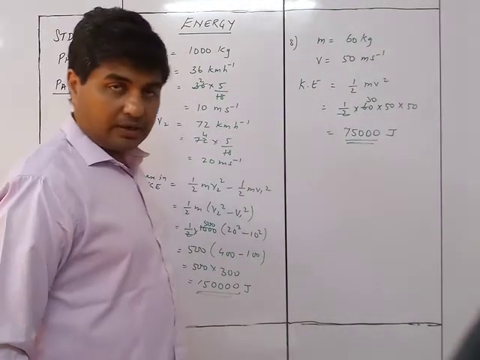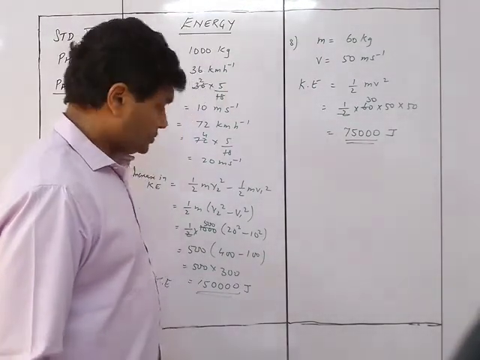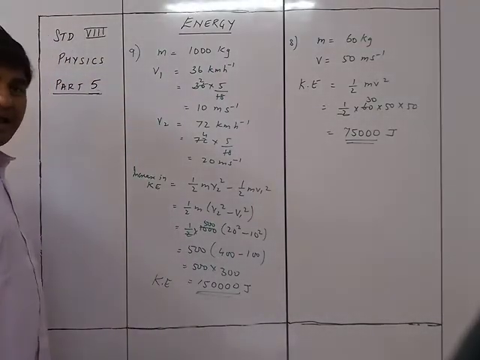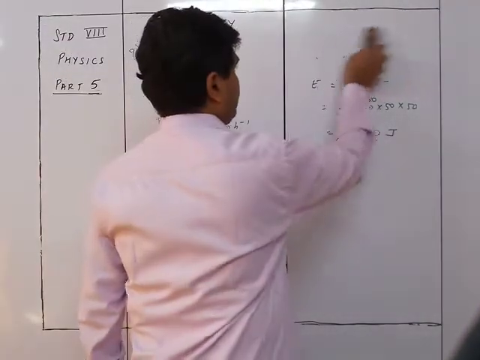Easy? Clear? Right. So this was sum number 9. We now move on to sum number 10.